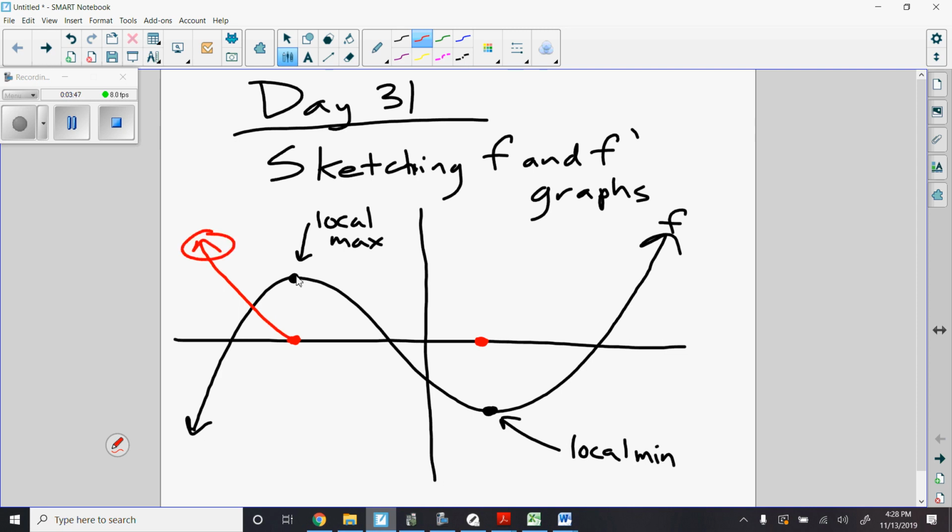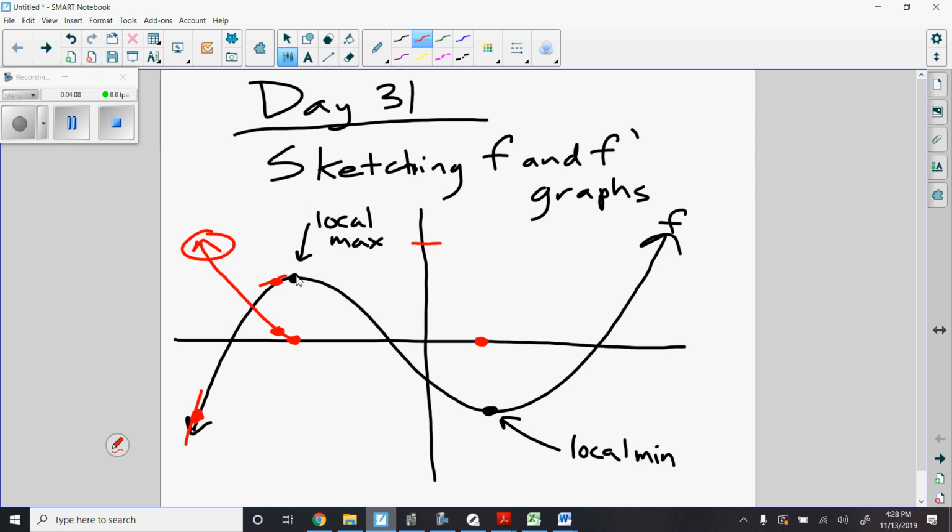I have a higher f prime value here because the slope of my tangent line is steeper here. Right here I have a pretty low f prime value because this tangent line isn't as steep. All those tangent lines are positive, but they keep getting closer and closer to 0. Okay?